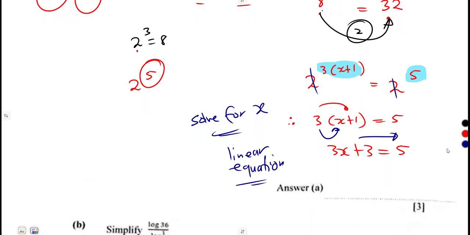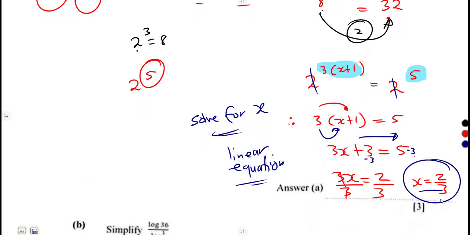The 3 to the other side becomes a negative 3, or simply subtract 3 from both sides. So 3x is equal to 5 minus 3, that's 2. This is a product, so divide by 3, divide by 3. So x is equal to 2 over 3 at the end. We can say that x is equal to 2 over 3, just like that.